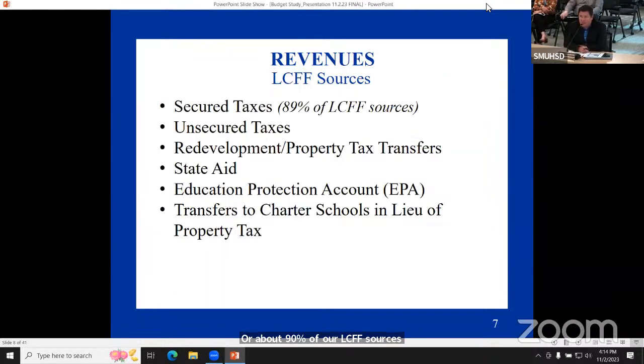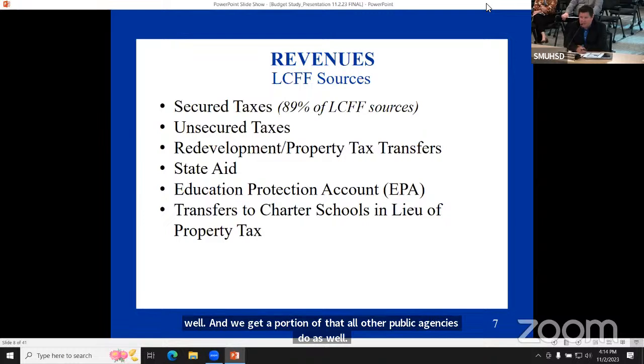The other parts of LCFF sources, noting the secured taxes: unsecured taxes are business property. The easiest way to think about that is planes at SFO. So those are business property and they are taxed as well. And we get a portion of that. All other public agencies do as well.